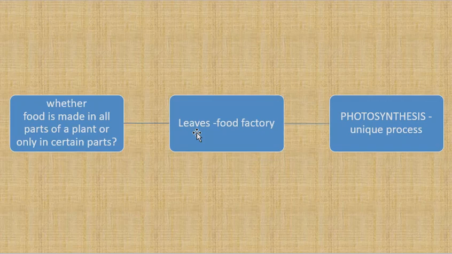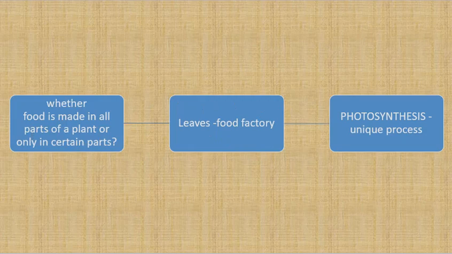Is chlorophyll alone enough? No, we need sunlight. Is sunlight alone enough? No, we need air from the atmosphere. What else? We need water and minerals from the soil that is taken through the roots. So photosynthesis is a unique process by which food is prepared. The food is synthesized by the leaves, so leaves are called food factory, and mostly only leaves prepare food.